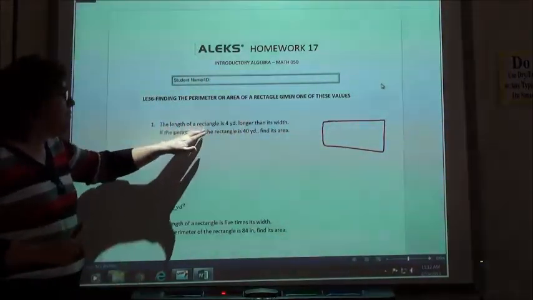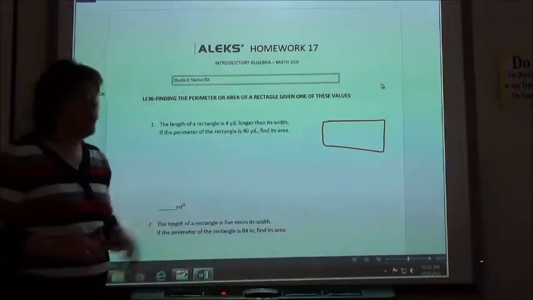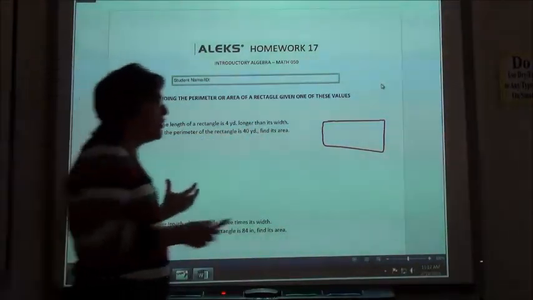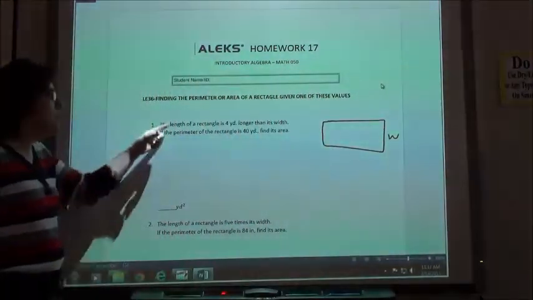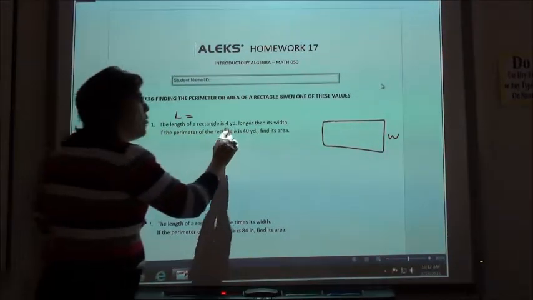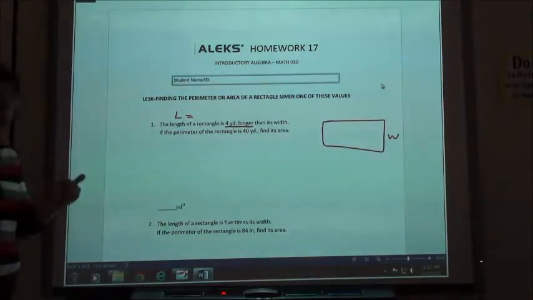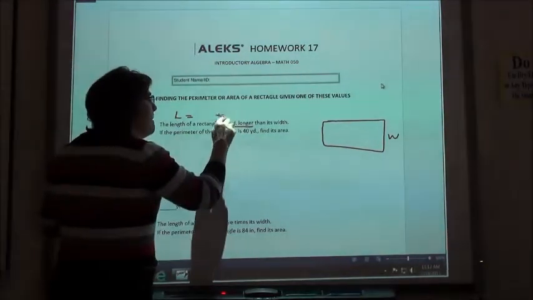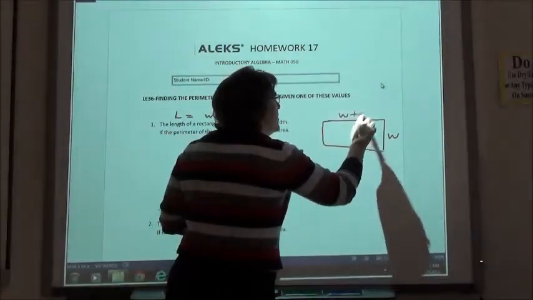The length of my rectangle is 4 yards longer than its width. We're not going to know what the width is, so we're just going to call the width W. I'm going to go ahead and label that over here. We're going to write the length in terms of the width. The length is 4 yards longer than its width. 4 yards longer means I'm adding 4 to the width. So my length would be W plus 4.